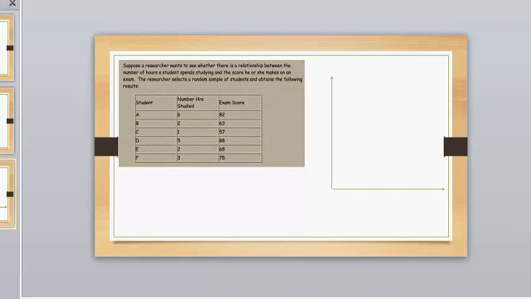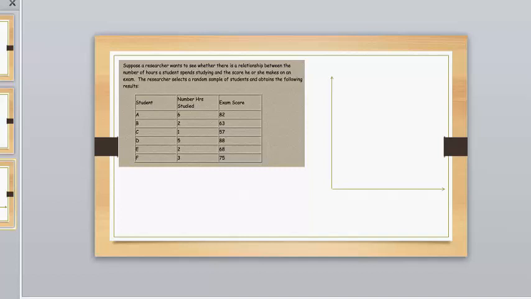Our example says, suppose a researcher wants to see whether there is a relationship between the number of hours a student spends studying and the score he or she makes on an exam. The researcher selects a random sample of students and obtains the following results.